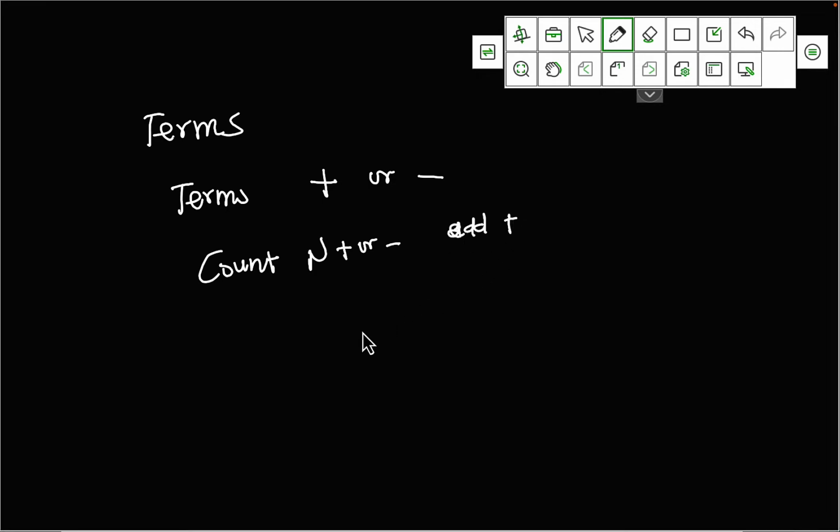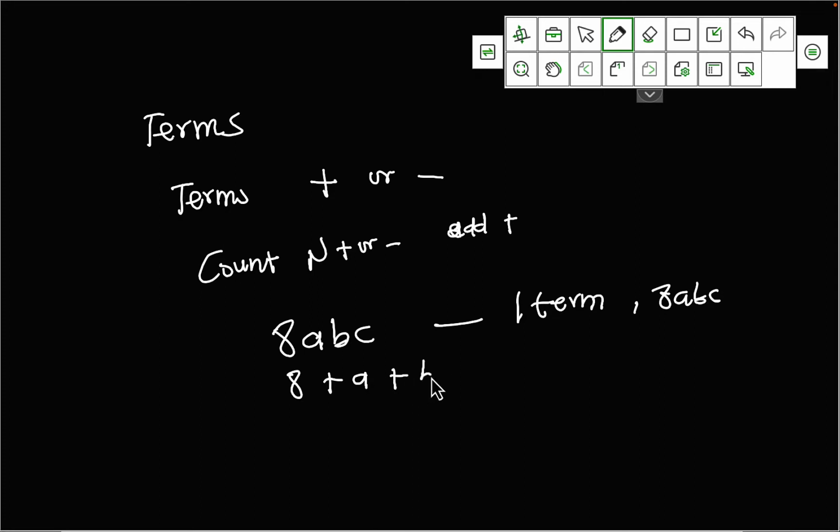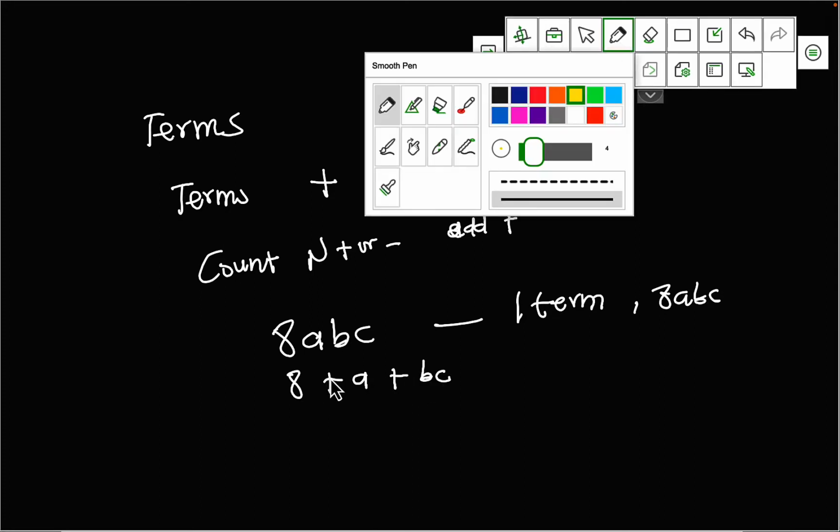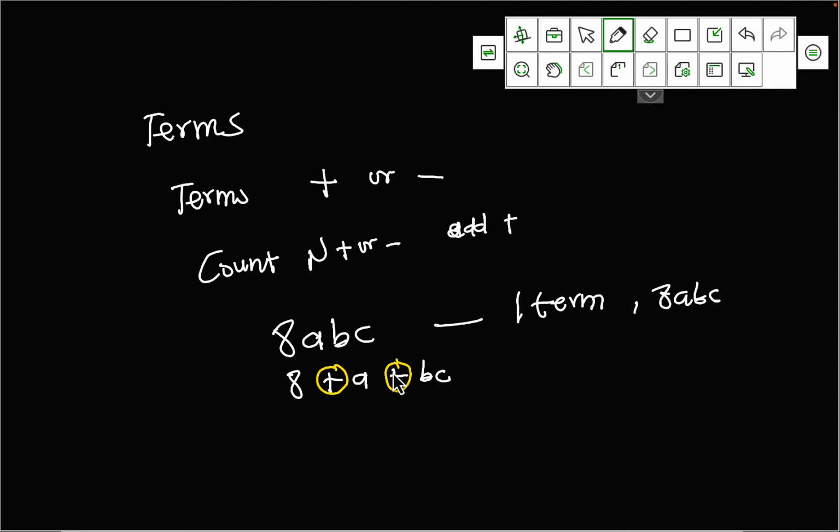Let's look at some examples. So 8abc. Now this does not have any plus or minus, so it is 0. 0 plus 1 is 1 term. This is only a 1 term expression, and that term is 8abc. Now let's look at 8 plus a plus bc. Here, how many pluses or minuses do we have? We have 1, we have 2. So we add an extra 1 to it, that will be 3. So there are 3 terms here, and those terms are 8, a, and then bc.